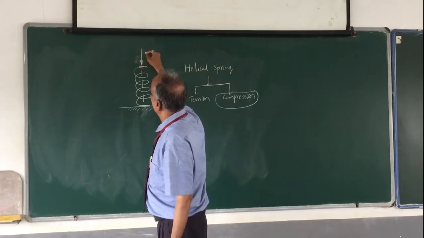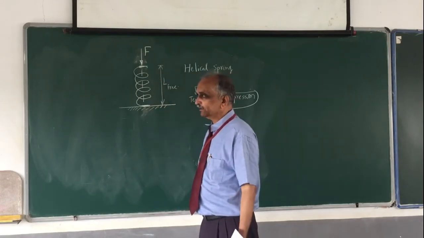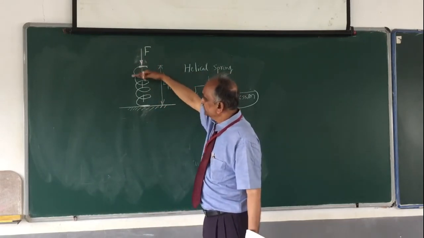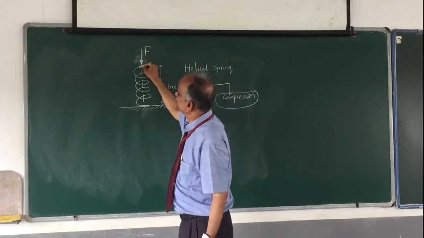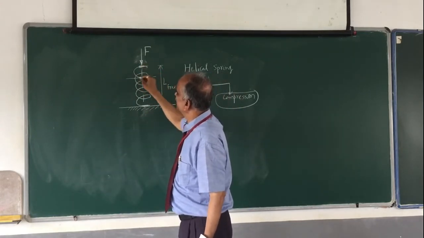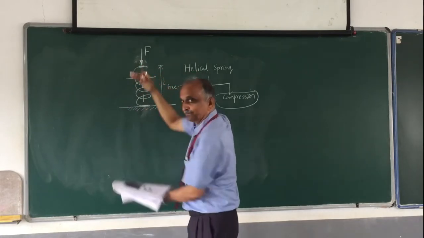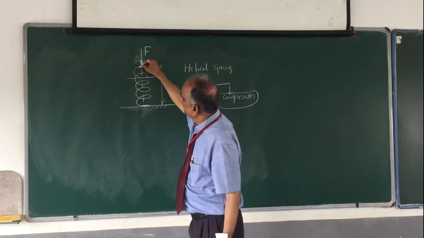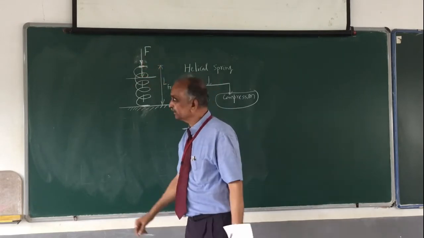So I apply a certain load. F is the load I apply. The moment I apply the load, I know that all the coils come closer and closer, and this level now comes somewhere here. Now the spring has become only from here to here. The spring has been compressed up to here, and this is now the load.